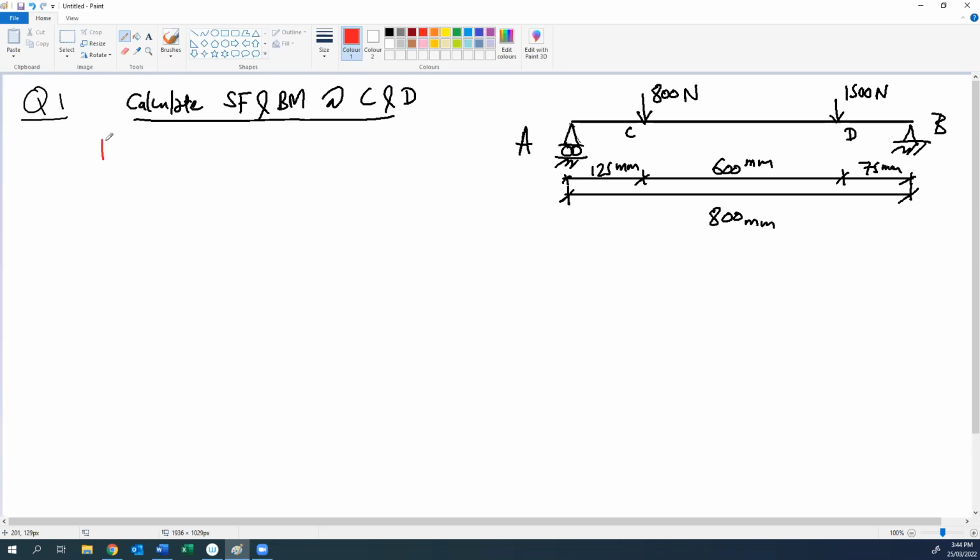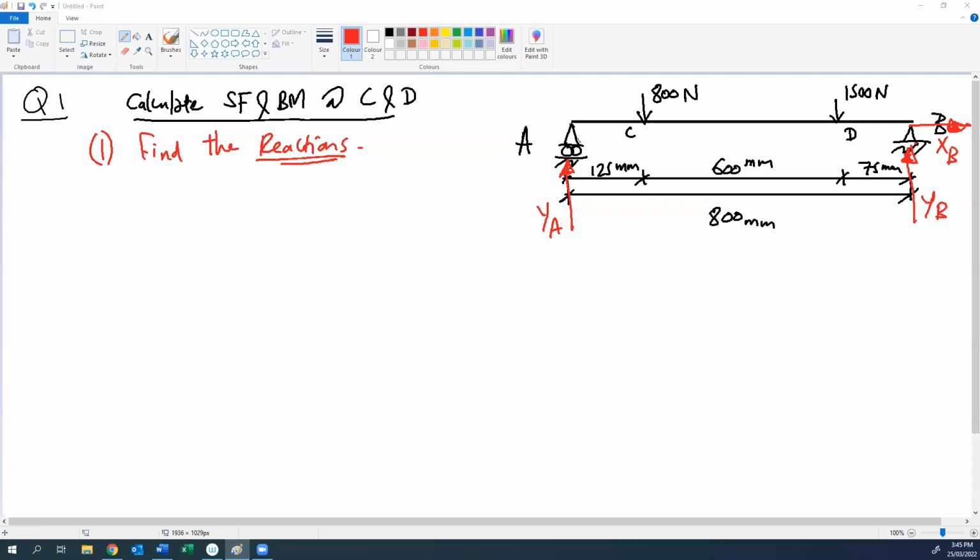The first step is to find or calculate the reactions. How many reactions do we have in this beam? We have two supports, a roller support at A. With a roller support, we have one vertical reaction, we call it YA. And at B, we have a hinge support, so we have two reactions, XB and YB. So we have three reactions. Our first step is to find the reactions.